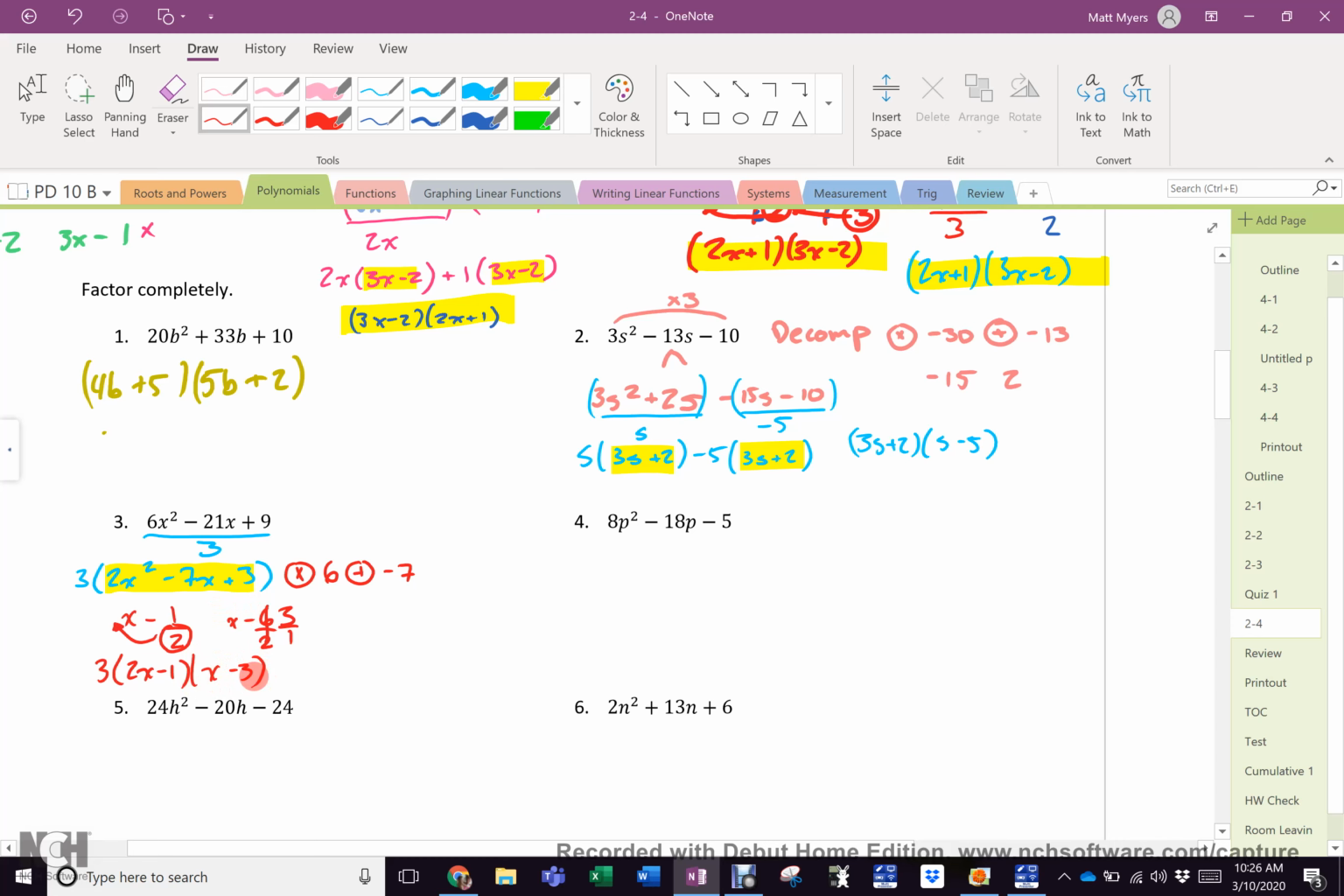And then we check. Is 2 times x 2x squared? Is 2 times negative 3 negative 6? Is negative 1 times 1 negative 1? Is negative 6 and negative 1 negative 7? Is negative 1 times negative 3 positive 3? Yes. Is 3 times 2 6? Is 3 times negative 7 21? Is 3 times 3 9? So did we do it right?